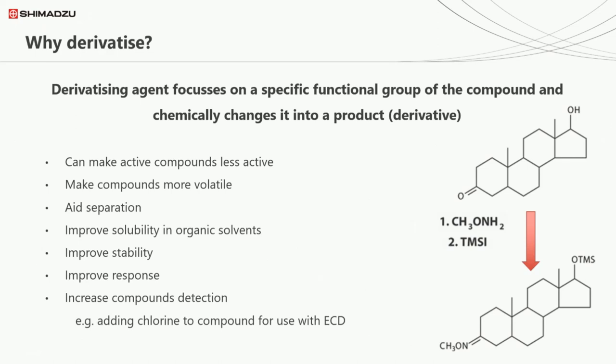Making the compound less active to increase stability, making the compound more volatile to increase sensitivity. Changing the compound's functional group could aid separation and improve solubility in certain solvents. It could also be used to increase detection with certain selective detectors.